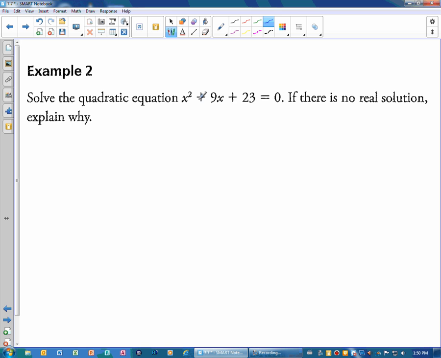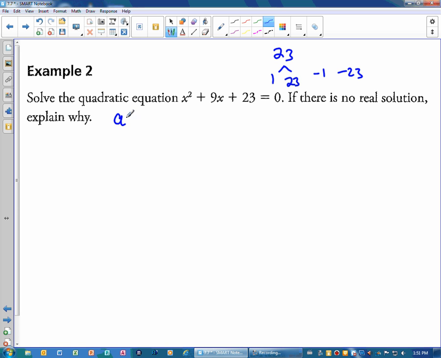Solve the quadratic equation x squared plus 9x plus 23 equals 0, and if there is no real solution, explain why. Okay, I always like to factor it first because factoring's faster, but this one I would need two numbers that multiply to 23 and add to 9. The only thing that multiplies to 23 is 1 and 23, or negative 1 and negative 23, but no way am I going to get them to add to 9. So I'm just going to use the quadratic formula, okay?